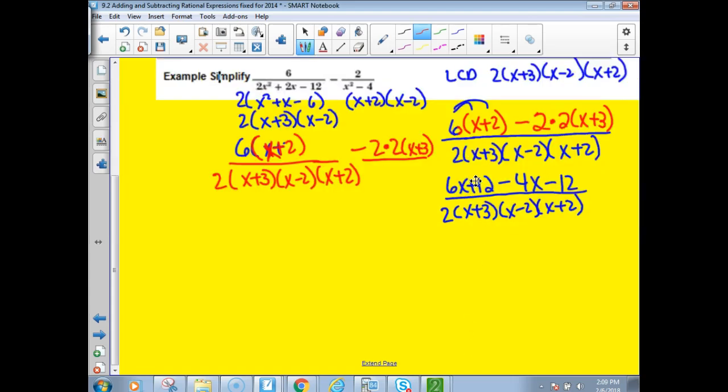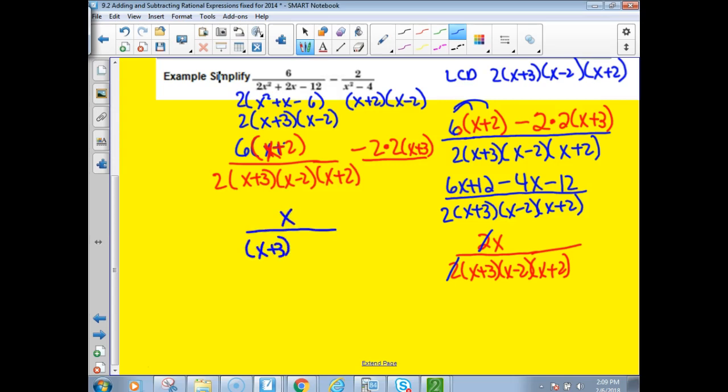Okay, next I need to combine any like terms. Like terms are 6x minus 4x is 2x. And then the 12s cancel each other out. So now I'm down to this. Anything left for me to do? I got a 2x on top. Do I have a 2 or an x on the bottom? I do. So I can cancel out the 2s. And my final answer for this problem is x over x plus 3 times x minus 2 times x plus 2.